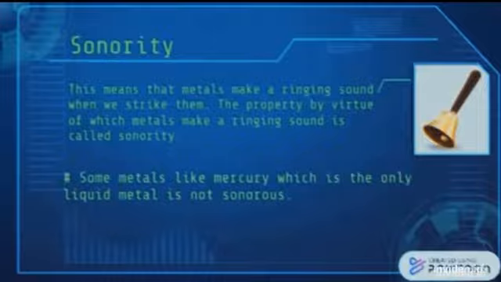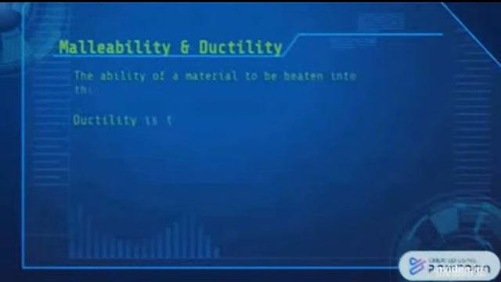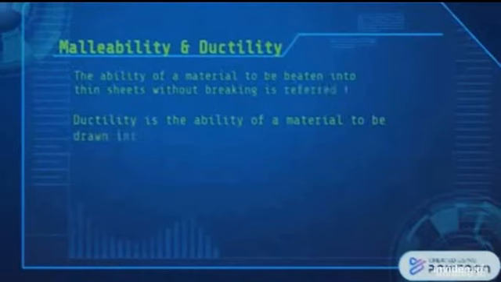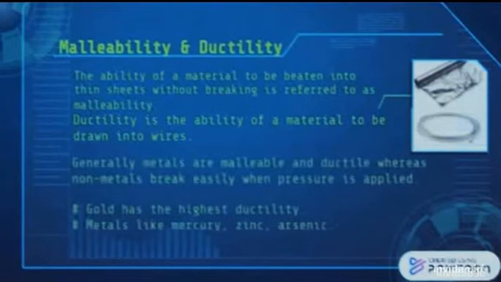Next property is malleability and ductility. The ability of a material to be beaten into sheets is called malleability, and ductility is the ability of a material to be drawn into wires. Metals are malleable and ductile. The exceptions are zinc, arsenic and mercury.